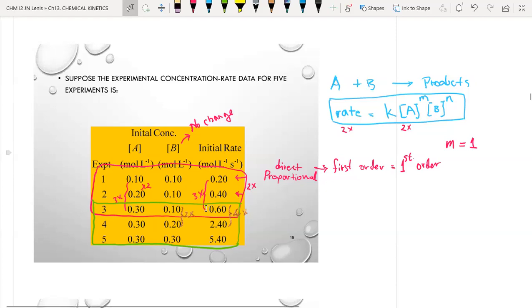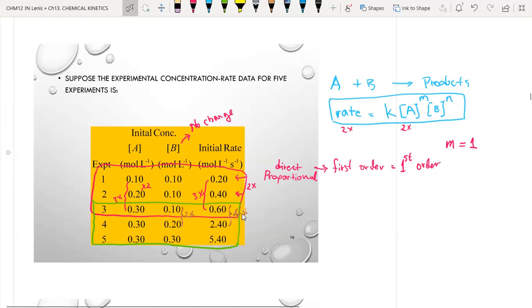Can you do the analysis again? If concentration was doubled, and that produces a rate to go up 4 times, quadruple. Wow, that's an interesting change. It's different than here. This is in the same proportion. Here, obviously, we don't have the same proportion. From 2x went up to 4x.